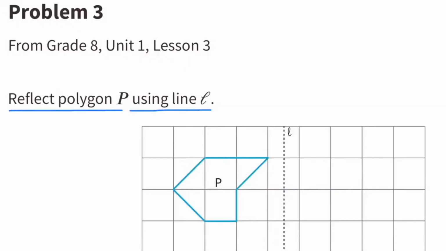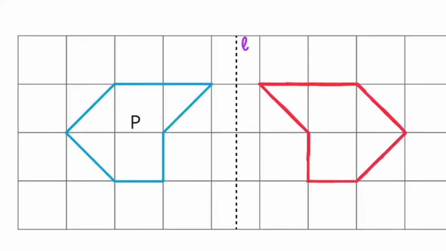Number 3. Reflect polygon P using line L. The red figure is the reflection of polygon P using line L. It's like a mirror image.